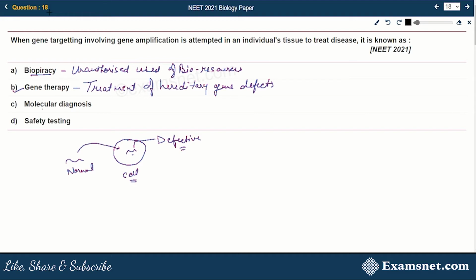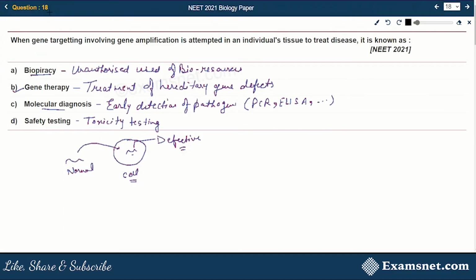Got it? Now what is molecular diagnosis? It is a method of early detection of pathogens or disease in order to understand the nature and the causes of disease. Some of the examples are PCR, ELISA, recombinant DNA technology, etc. Now what is safety testing? Safety testing is also known as toxicity testing. It is basically a process in which transgenic animals are made more sensitive to toxic substances so that the effects of these toxic substances can easily be studied.